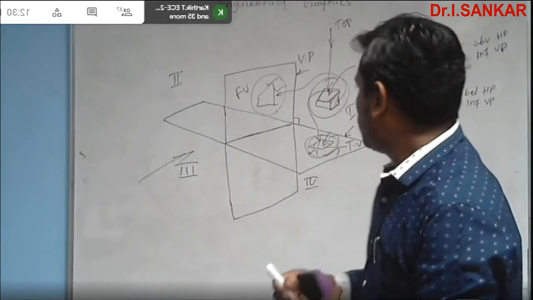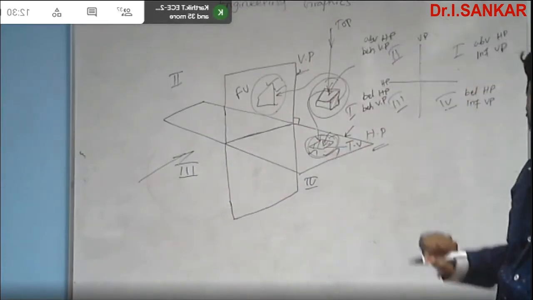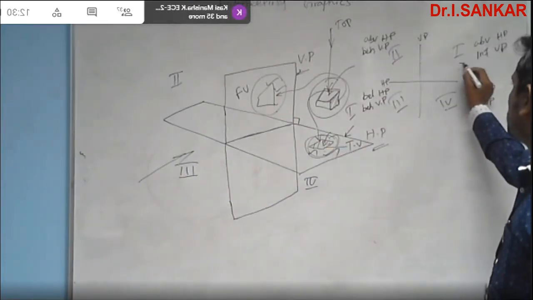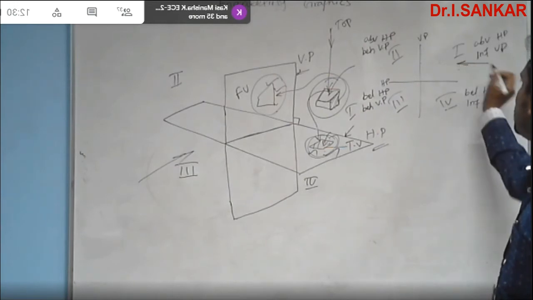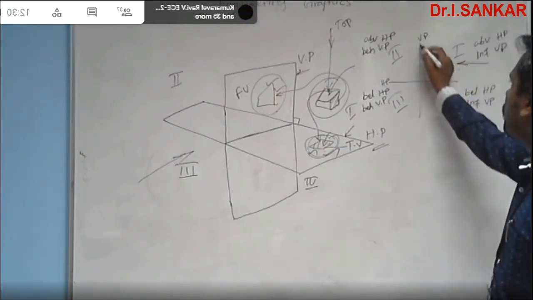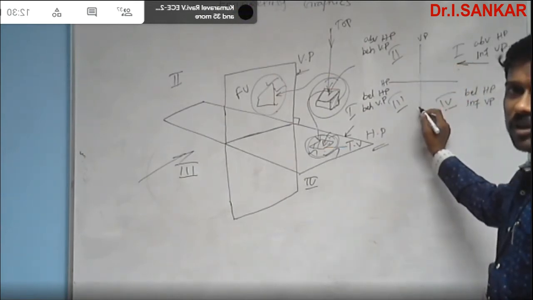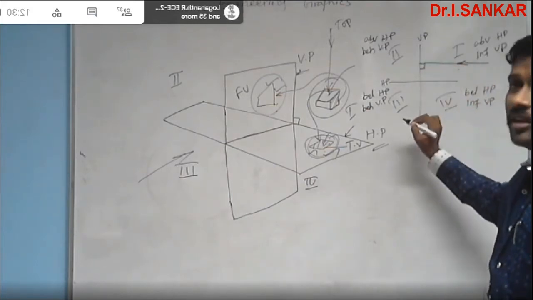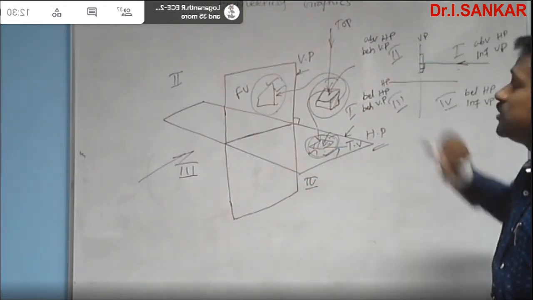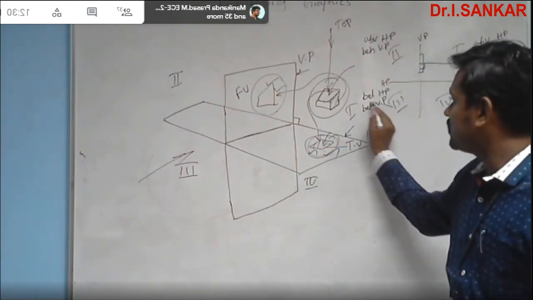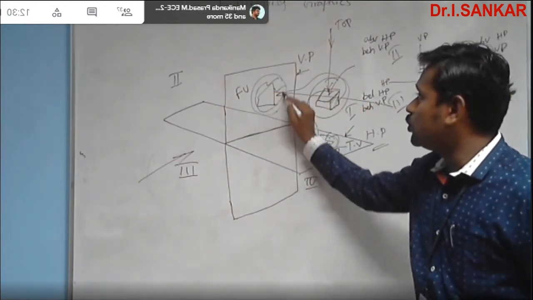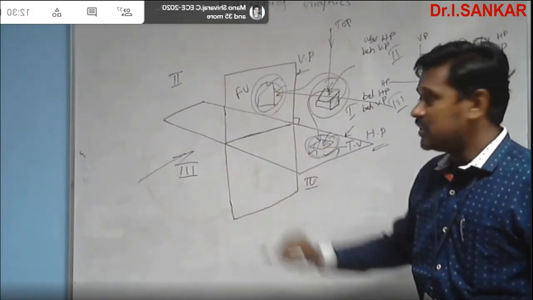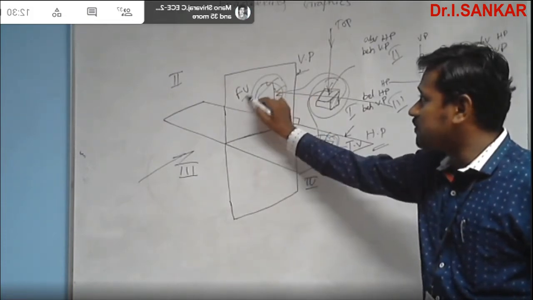See here, in order to get the front view of the object, you have to see the object perfectly perpendicular to the vertical plane. Your visual rays should be perpendicular to the vertical plane. Then only you will get the front view of the object in the vertical plane. We are seeing the object in order to get the view in the vertical plane, and the obtained view here is nothing but the front view.